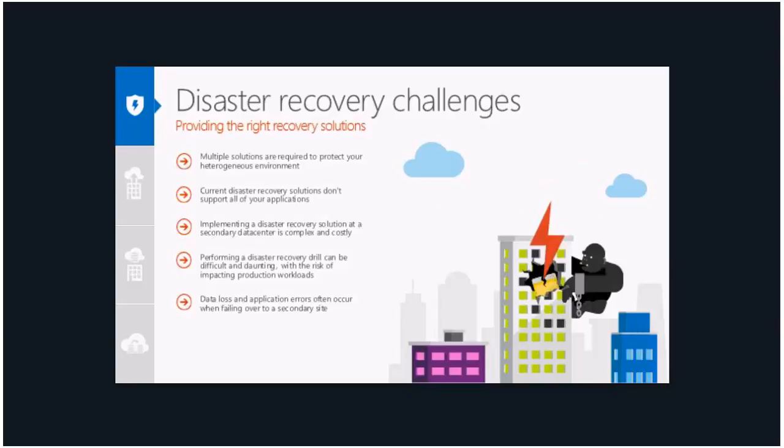If we want to test our disaster recovery playbook, our process, it can be difficult, and we could potentially affect our live production environment, and we don't want to do that. We have the risk where we could have data loss, we could have errors when we fail over to a secondary site. So how do we take these challenges and account for them in a more streamlined and more efficient process and way?